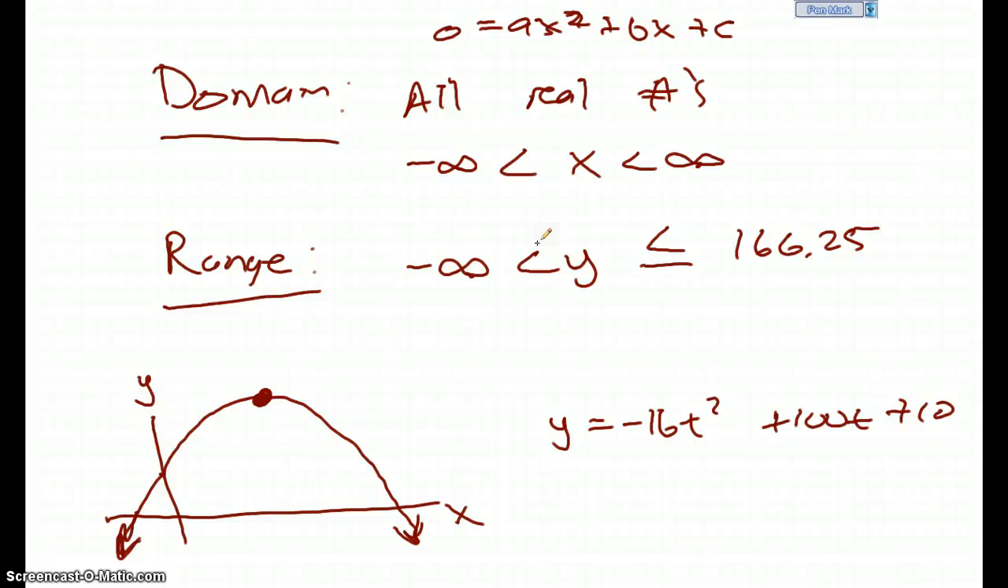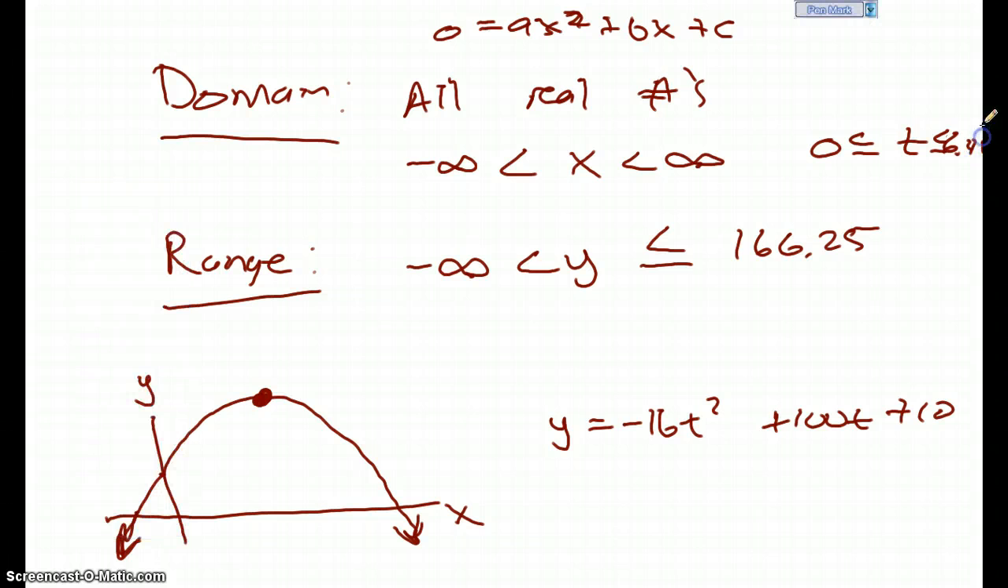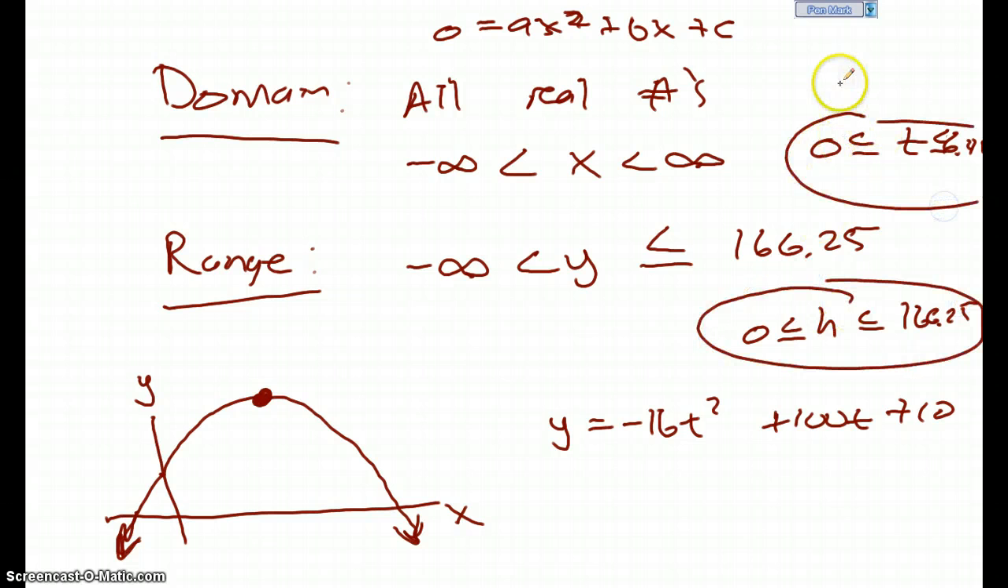Practically speaking, we'd probably make our domain and range a little tighter. Of course, our domain probably would be from 0 seconds until that object hits the ground. So practical domain would be time is between 0 and, what do we say, I think of what we had exactly, 6.45 seconds, I think, was when the object hit the ground. And then in reality, the height was no smaller than 0. It reached a maximum of 166.25. So these are the practical values. This is the mathematical domain.